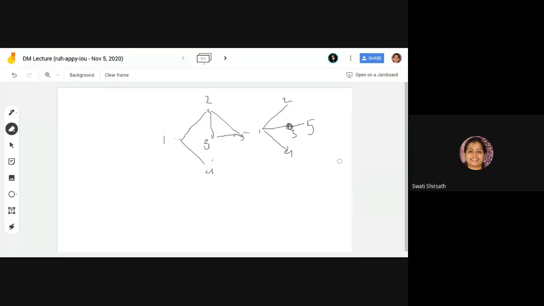Is it disconnected? No, it is still connected. So can we remove this also, 2 5? Is it disconnected? See, I am removing only chords, हाँ. मैंने अभी तक किसी भी ब्रांच को हाथ नहीं लगाया है, except 1 3. So removing 2 5 is also not giving us the solution.